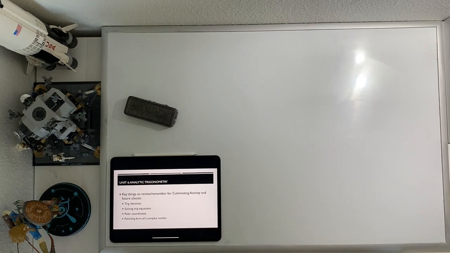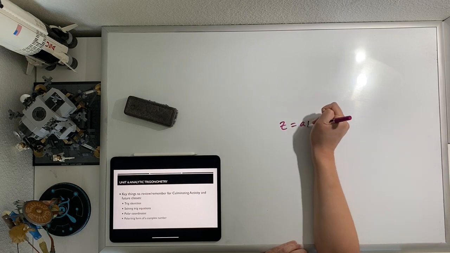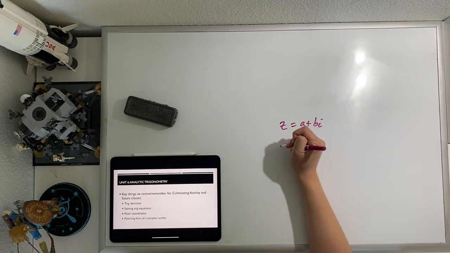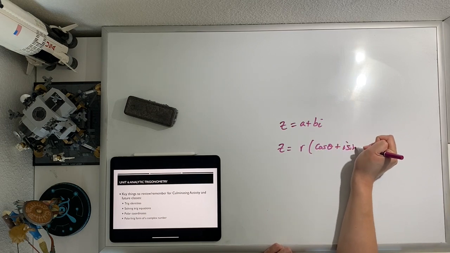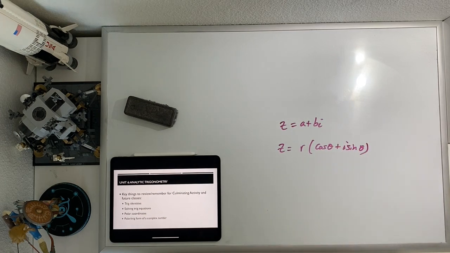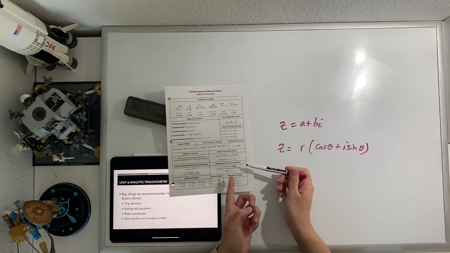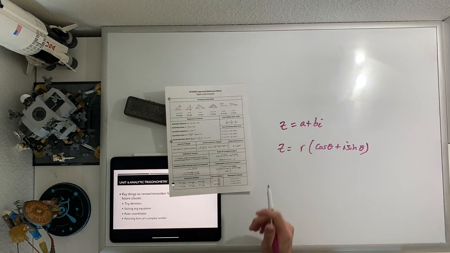Solving trig equations really goes back to knowing our inverse trig functions. Remember, our goal is always to isolate the trig function, and then we can take the inverse of it to solve. Polar coordinates. Okay, so really just being able to go back and forth between standard form of a complex number and polar or trig form of a complex number. And all of the formulas to go back and forth there are found on your reference sheet right here. Trig form of a complex number.